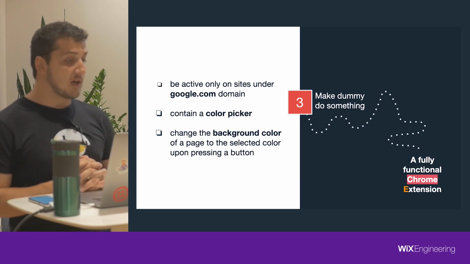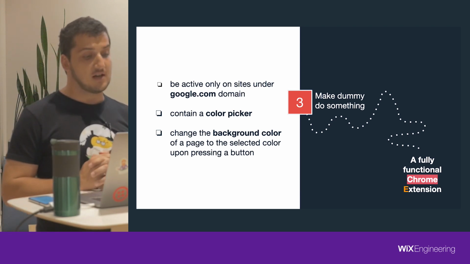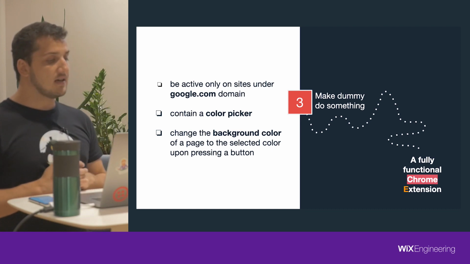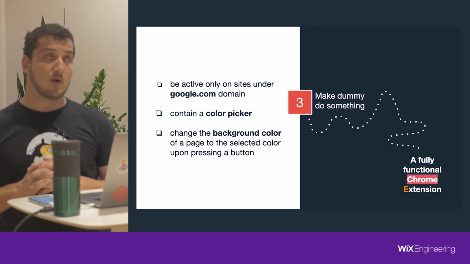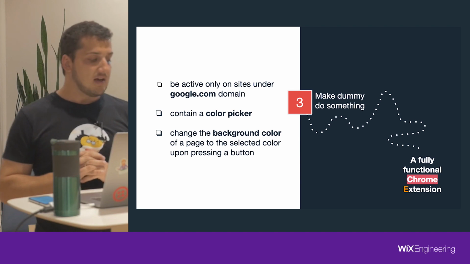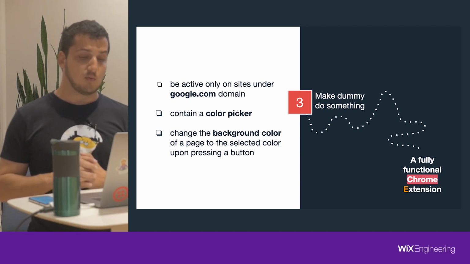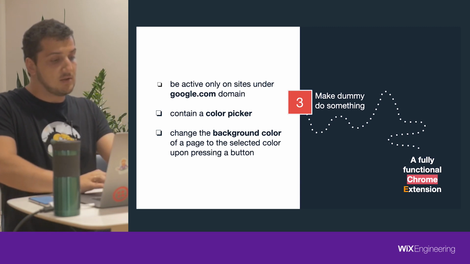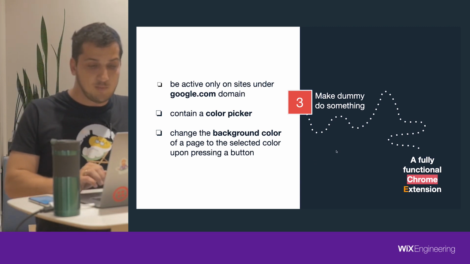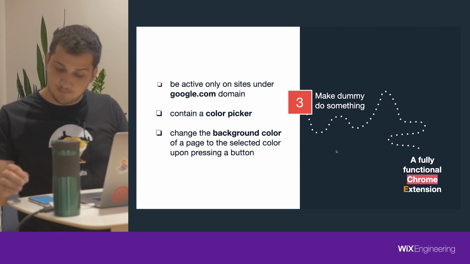Then we'll put a color picker inside this extension, and we will add a button, and we will change the background color of the page we're on to the selected color when we press this button. Okay?